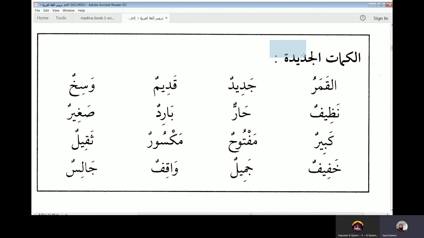New words. A lot of new words. Al-qamaru. Oh, the moon. That's right. Al-qamaru, the moon. Oh, we just said jadidun. Jadidun was new.